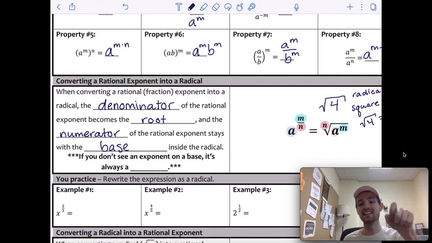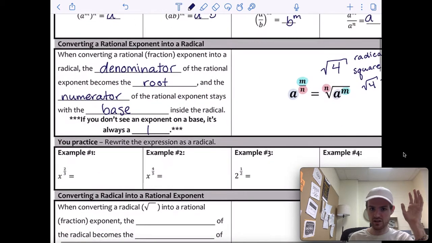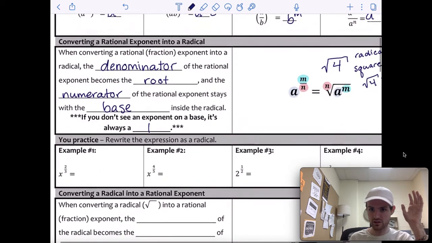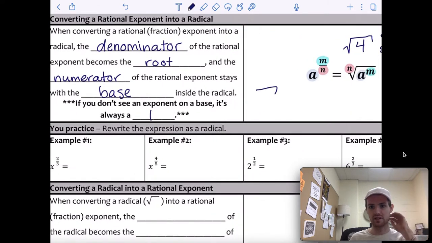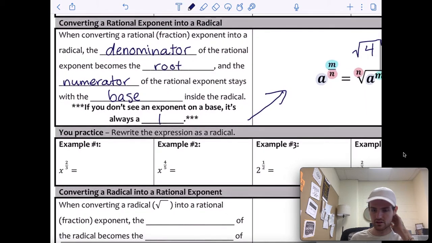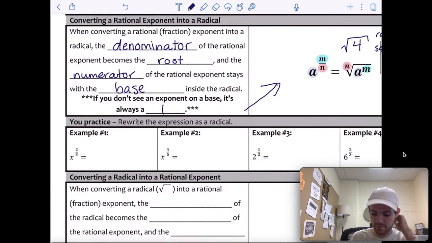If we don't see an exponent with a base, it's always a 1. That's just a throwback reminder. So, I'll color code these first ones. I'll keep it zoomed out just so we can see our example up here. Example 1, we have x to the exponent of 2 over 3.